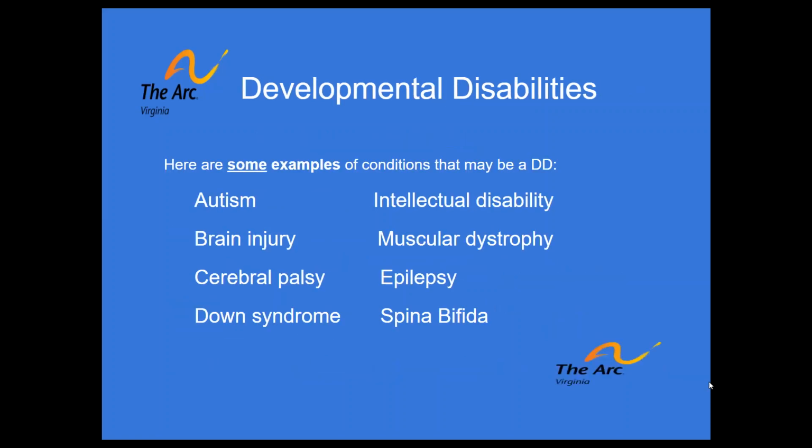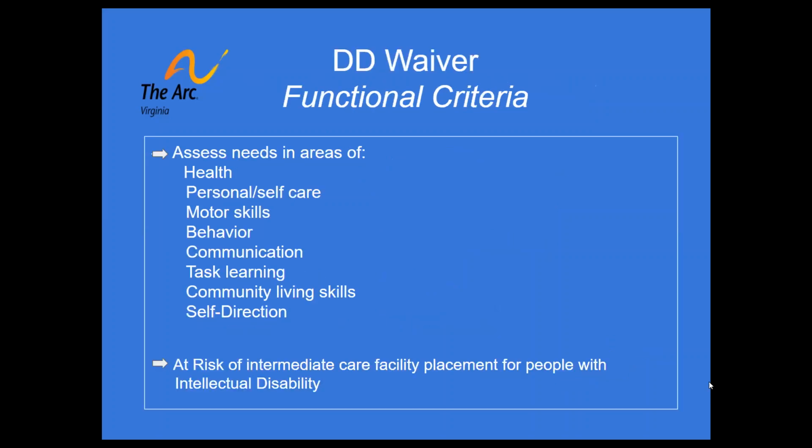Here are some examples of conditions that may be a developmental disability: autism, brain injury, cerebral palsy, Down syndrome, intellectual disability, muscular dystrophy, epilepsy, and spina bifida. A person's functional needs are assessed by determining the level of help or assistance needed, whether it is from another person or from a mechanical or technology system, compared to a person without a disability of a similar age.